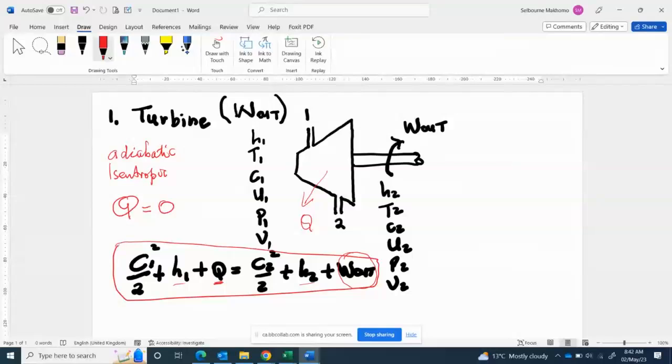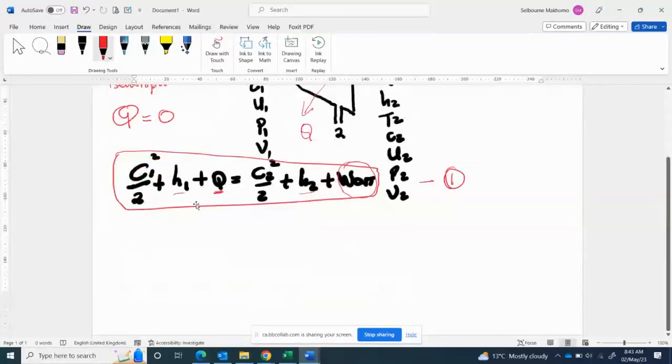So please, when we read the question, the most important part is whether the turbine is an isentropic turbine or adiabatic turbine. If that is the case, it means that Q is equal to 0. Heat is not allowed to enter or to leave the turbine. So the first one is the steady flow energy equation for the turbine: C1 squared over 2, or kinetic energy at 1, plus enthalpy at 1, plus Q, equals kinetic energy at 2 plus enthalpy at 2.